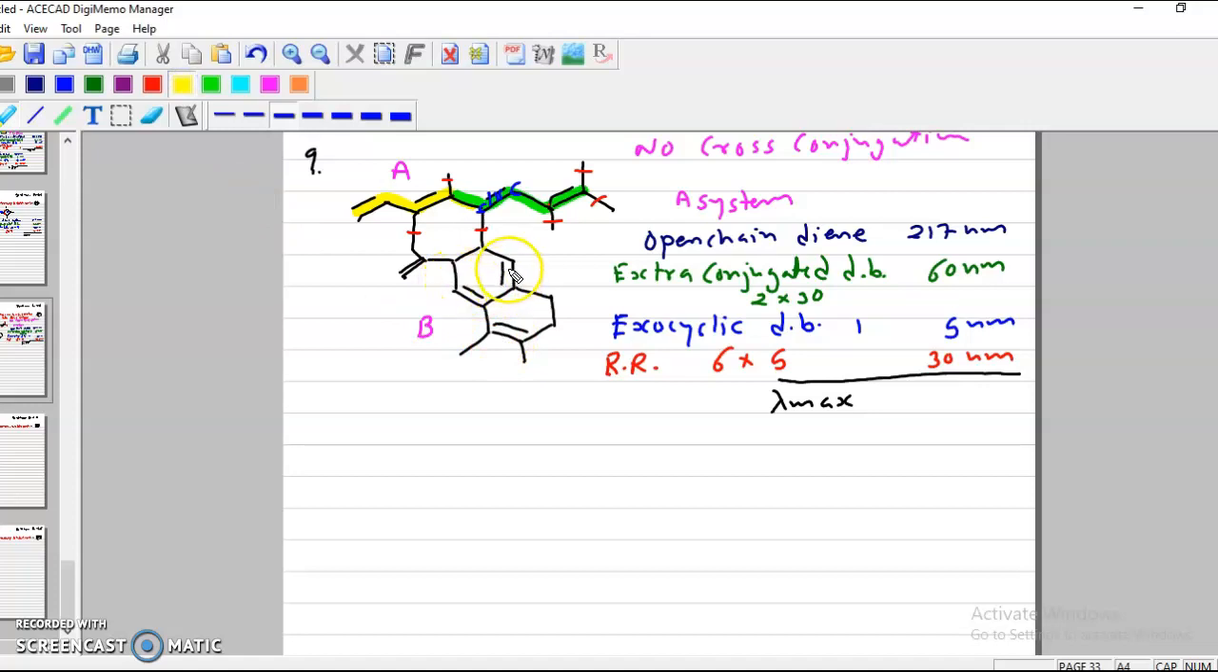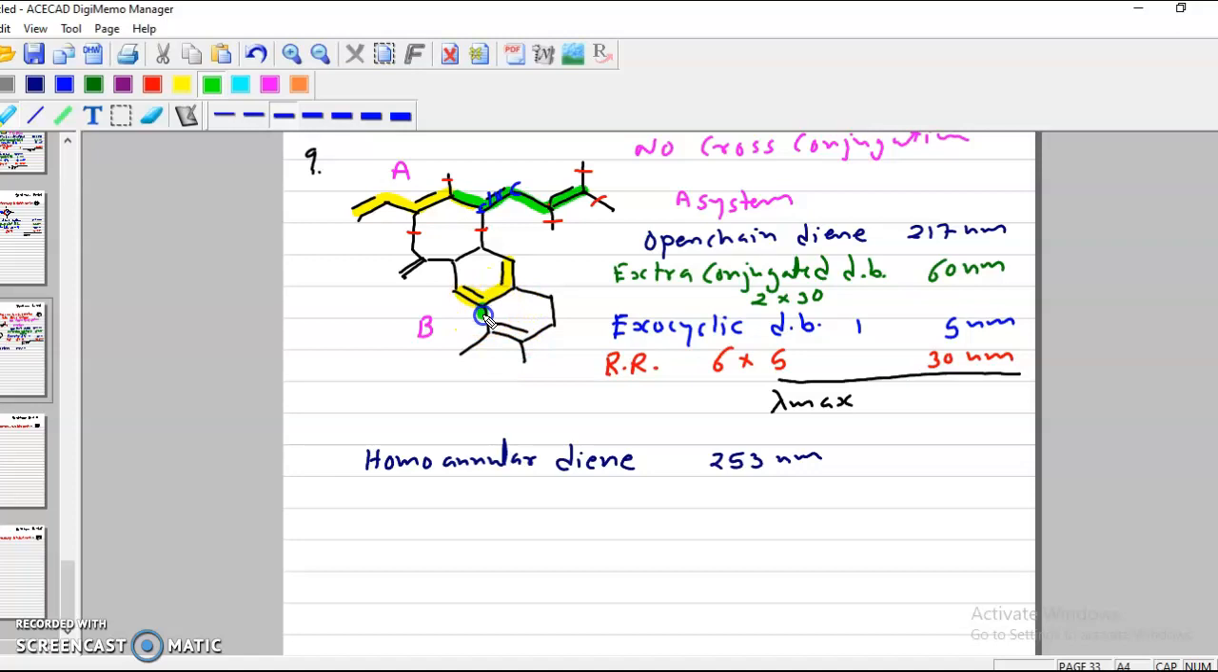We start from double bonds. Okay, so, and both double bonds are in this ring. So we start from here, here and here. This is your basic system, and here both double bonds are in the ring, and therefore we consider this as homoannular Diene system. And for homoannular Diene system we are adding 253 nanometer. Okay, now extension of double bonds.